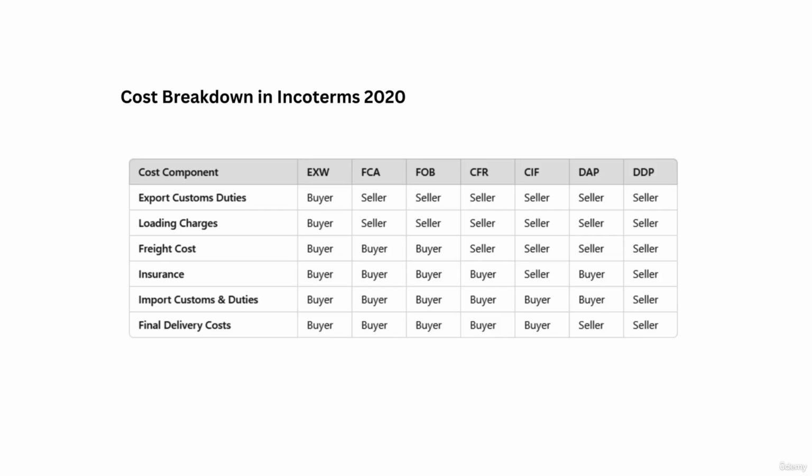In international trade, each Incoterm determines which party is responsible for specific costs throughout the shipment process. Under EXW, Ex-Works, the buyer pays for everything after picking up the goods. With FOB, Free on Board, and FCA, Free Carrier, the seller covers export duties and loading charges while the buyer handles the rest. For CIF, Cost, Insurance and Freight, and CFR, Cost and Freight, the seller pays for freight, but risk still transfers at loading.